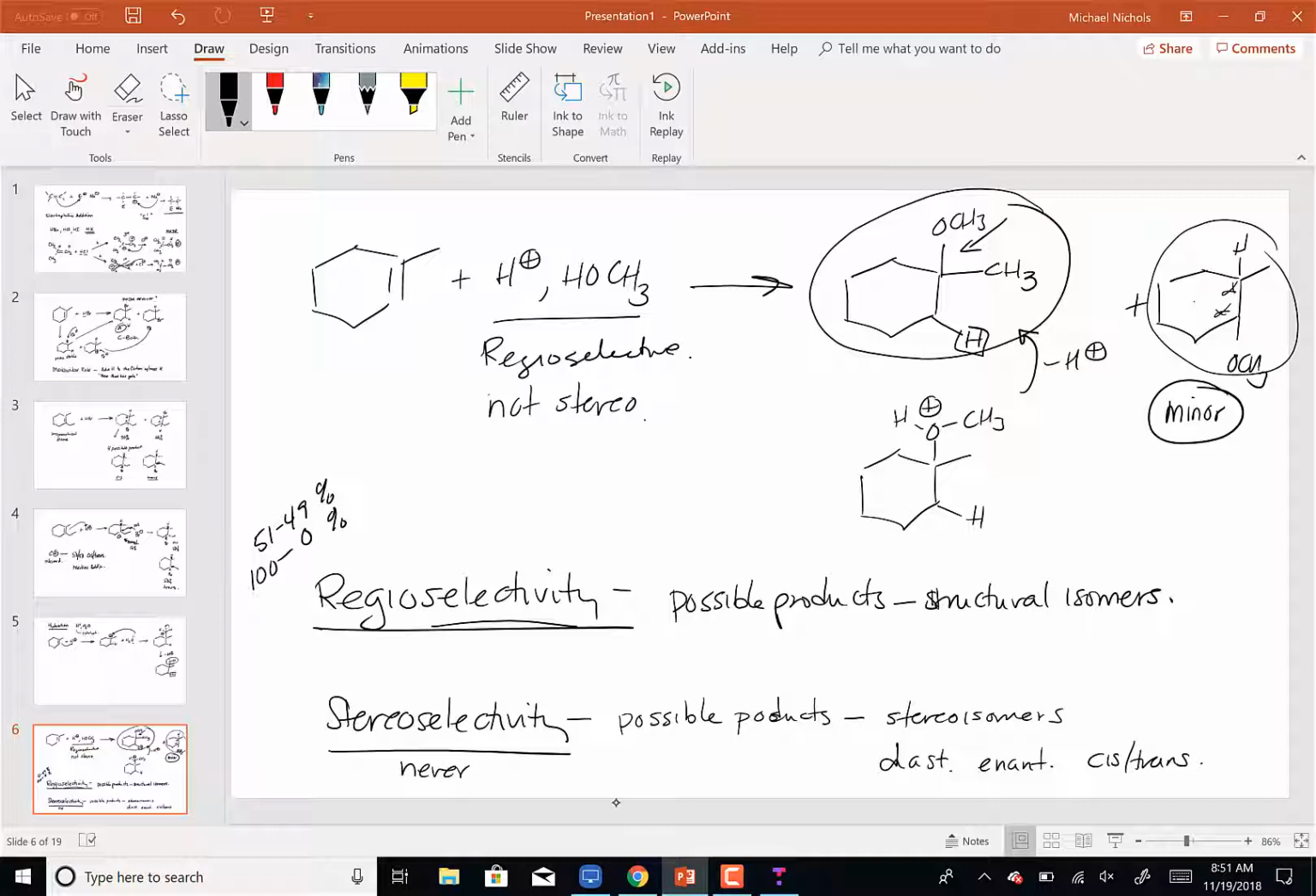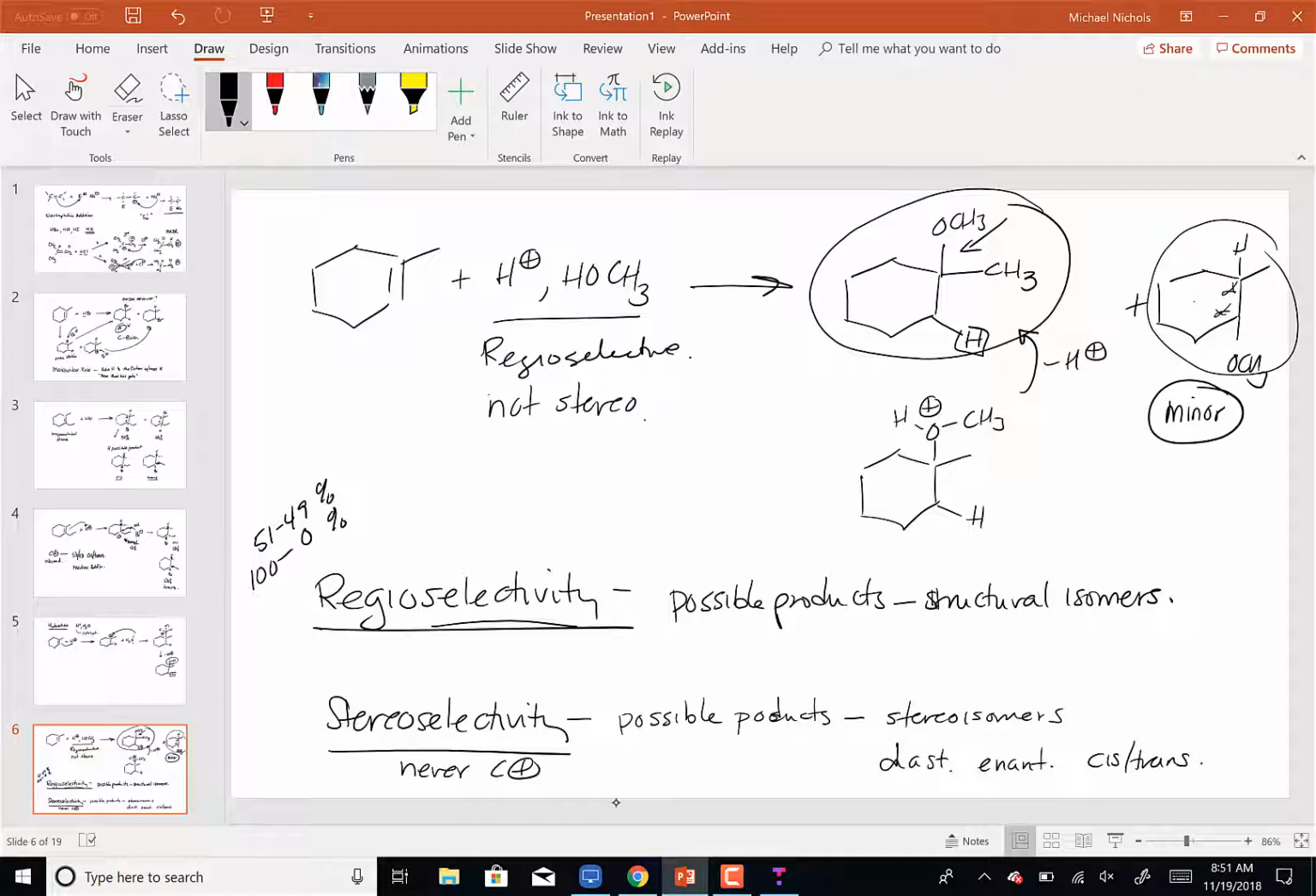And here's another great rule about stereoselectivity. You're never going to have stereoselectivity if you have a carbocation intermediate. Having a carbocation intermediate makes the reaction potentially Markovnikov. It makes it 50% cis, 50% trans, which means it will never be stereoselective.